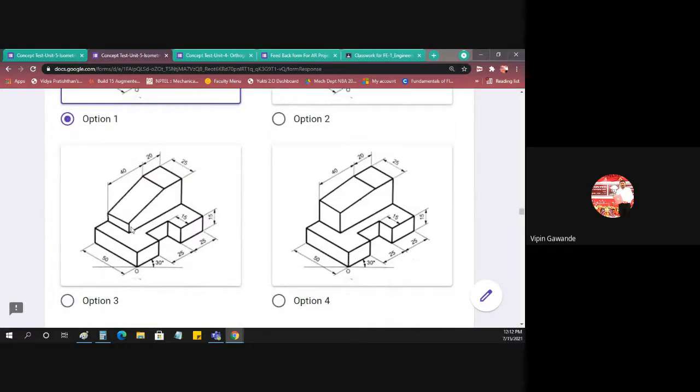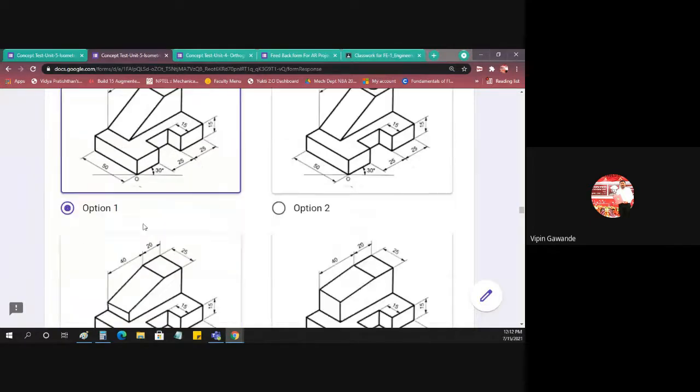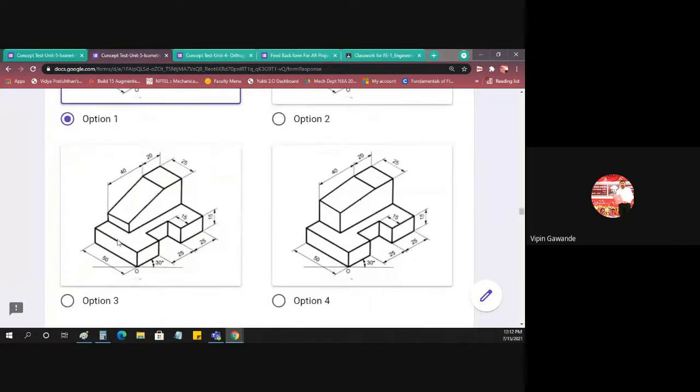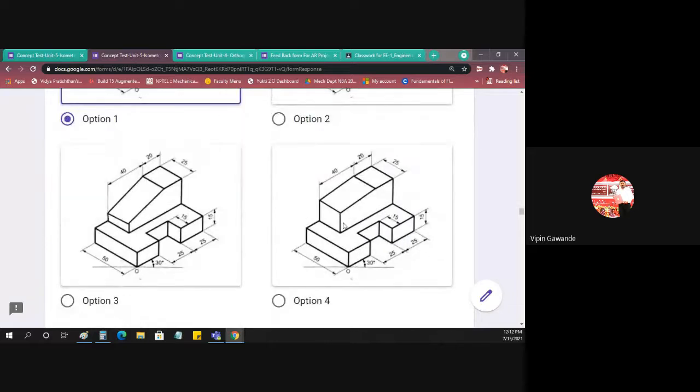Why not this? Because here in the side view there is an extension. In the front view, this inclined line is some distance above, but here this inclined line is directly touching our 15 mm height. But here this is not touching the 15 mm height. It is some distance above. So this is not the correct option. Here also the inclined line is some distance above. So this is not the correct option.